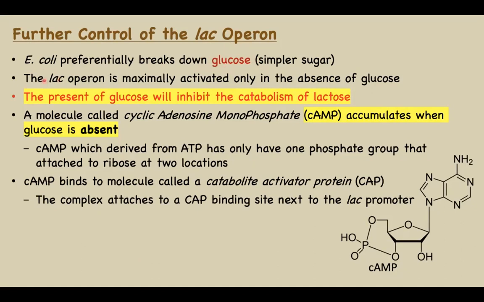So, the lac operon is maximally activated only in the absence of glucose. Bila tak ada glucose, baru dia maximally operating. Okay? So, the presence of glucose will inhibit the catabolism of lactose. Okay? So, dalam glucose ini is a bit more complex sikit compared to kalau lactose sahaja yang present, which involves the repressor. Senang kalau you nak ingat repressor tu, you ingat lactose.